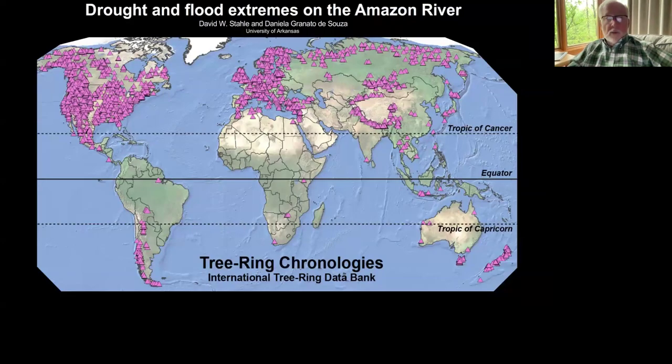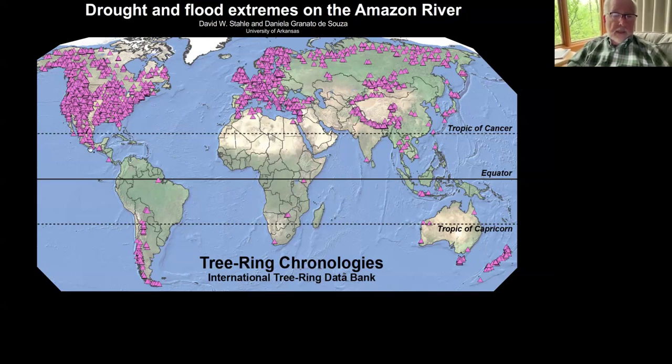Now, I'm going to end with something about droughts and floods on the Amazon River. And this map is interesting because it is showing all of the holdings of the International Tree Ring Data Bank, which is housed by the NOAA Paleoclimatology Program in Boulder, Colorado. All of these tree ring chronologies have been donated and are publicly available through NOAA in Boulder. And a bunch of these are mine that I contributed in Mexico and Southeast. And you can see that tree ring chronologies are distinctly a mid-latitude phenomenon. There's hardly any in the tropics.